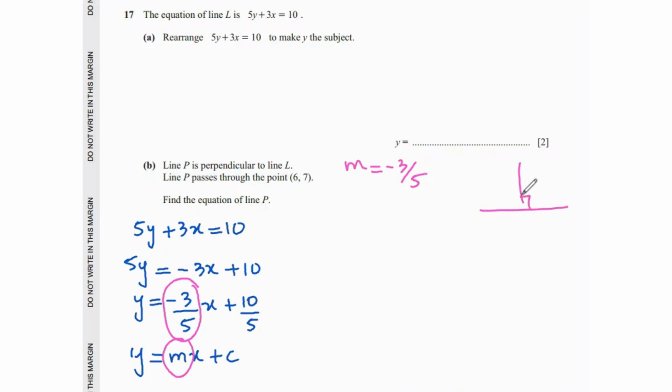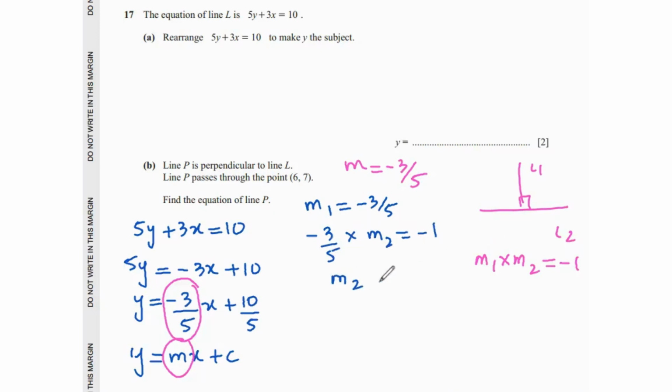When two lines are perpendicular, slope of line 1 times slope of line 2 will always equal -1. This is the condition that allows us to understand whether two lines are perpendicular or not. So keeping that in mind, if m1 is -3/5, then -3/5 times m2 equals -1, which is m2 equals -1 times 5/3, which is 5/3. This is your slope of line P.